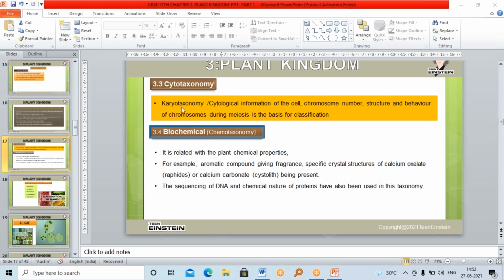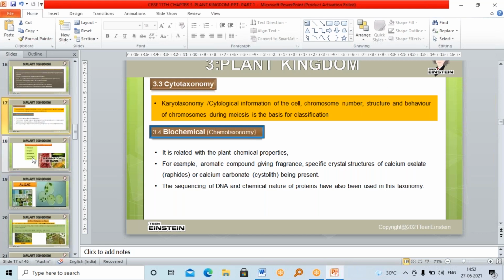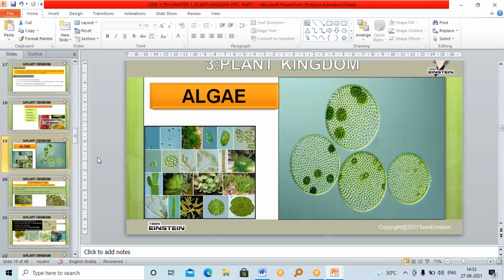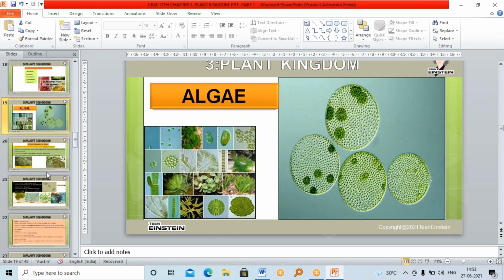So in biochemical or chemotaxonomy, it is related with the plant chemical properties, like aromatic compounds which are giving smell or fragrance, or the specific crystal structures of calcium oxalate or calcium carbonate which are being present. And now we are using the DNA sequencing details to know the chemical nature of proteins.